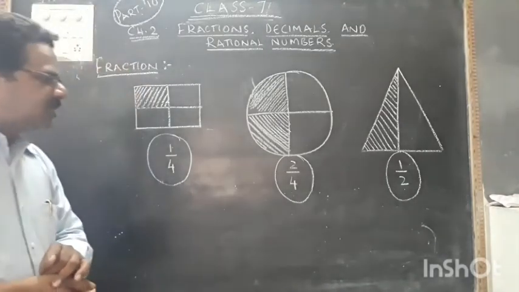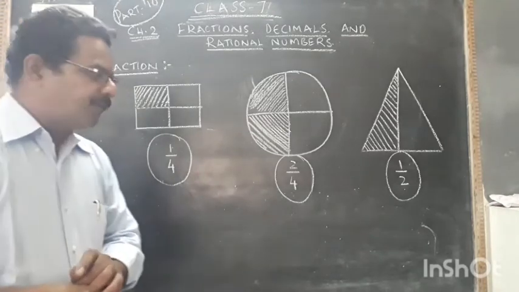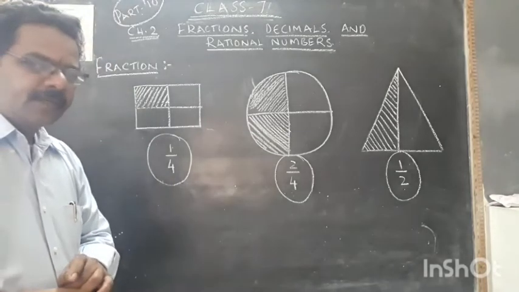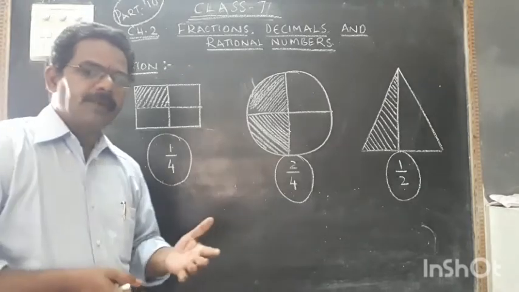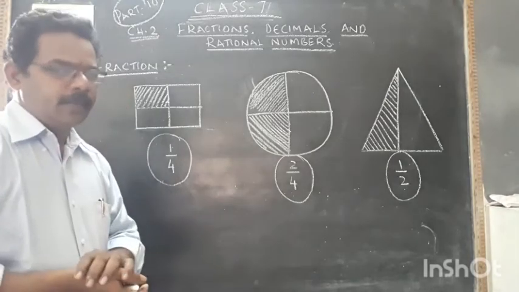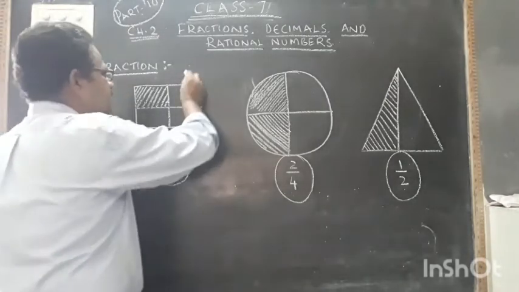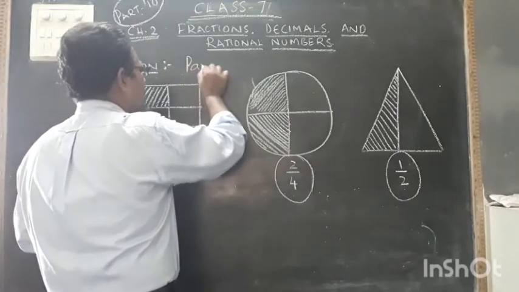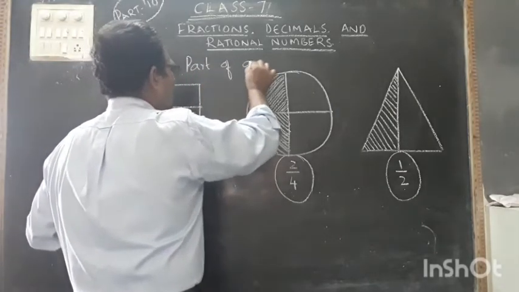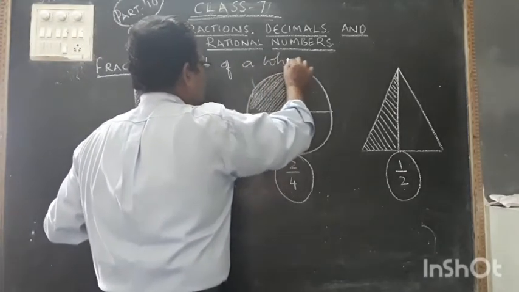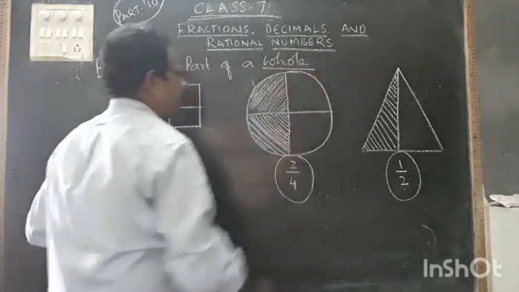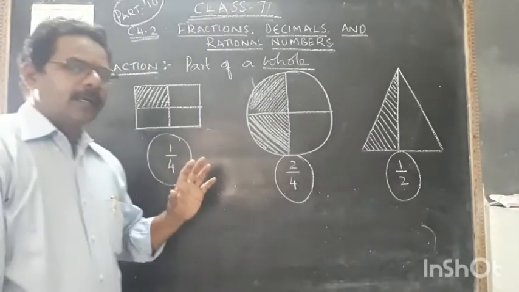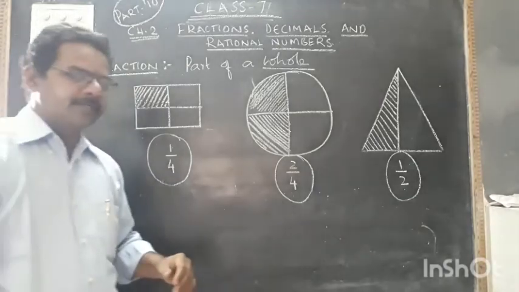So in these fractions, there are different types of fractions. Fraction, I told you, is nothing but a part of a whole. Fraction means it is nothing but part of a whole. Whole means complete. I have taken a complete object.